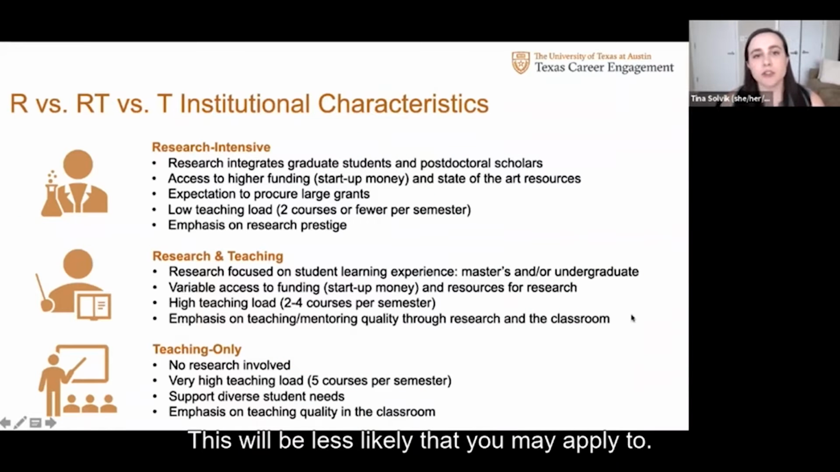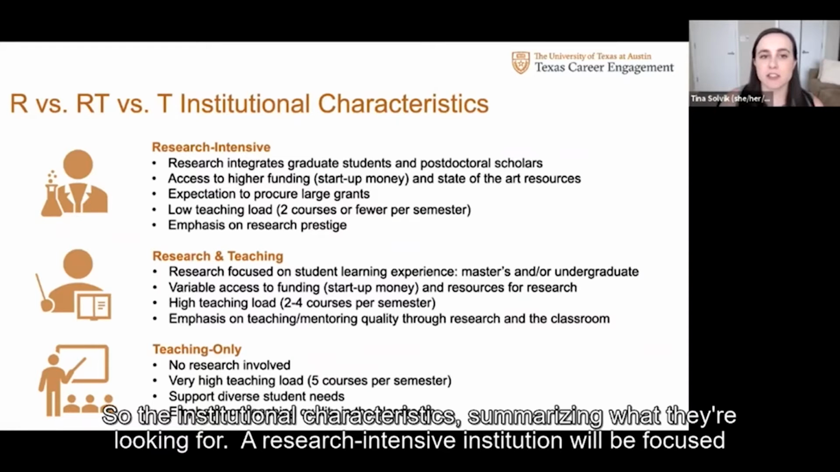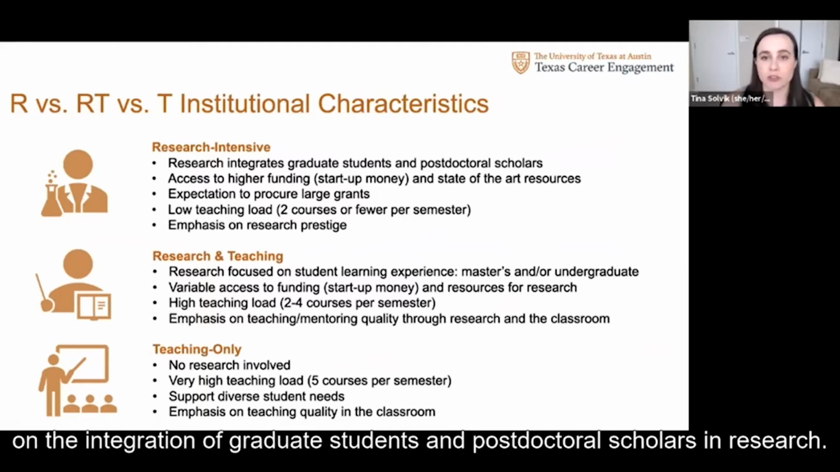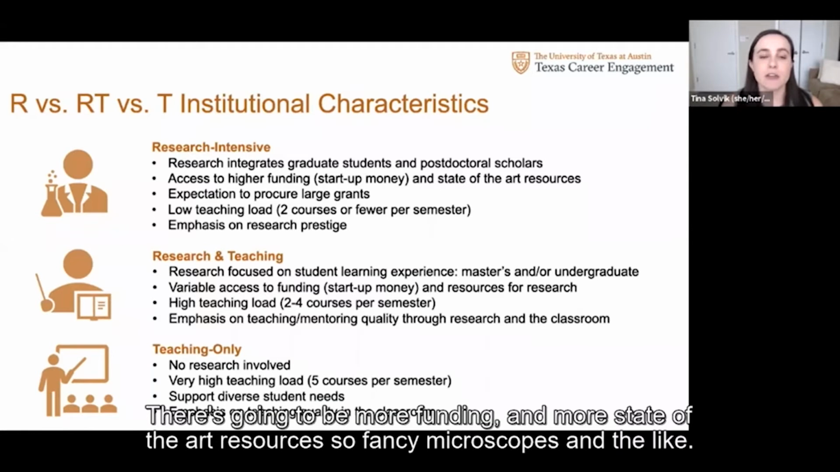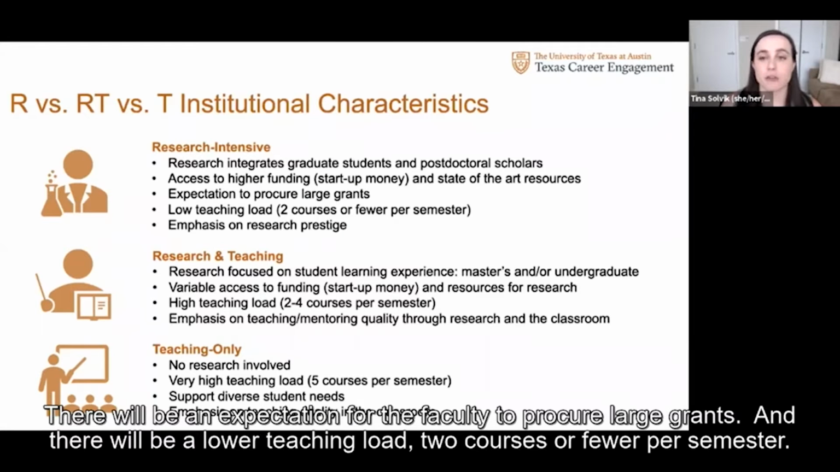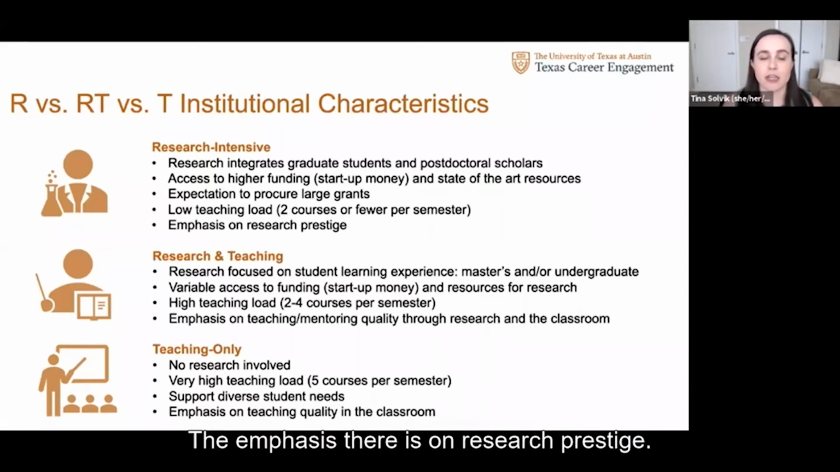So the institutional characteristics, summarizing what they're looking for. A research-intensive institution is going to be focused on the integration of graduate students and postdoctoral scholars in research. There's going to be more funding and more state-of-the-art resources, so fancy microscopes and the like. There's going to be an expectation for the faculty to be able to procure large grants like an NIH R01. And there's going to be a lower teaching load of 2 courses or fewer each semester. The emphasis there is on research prestige.